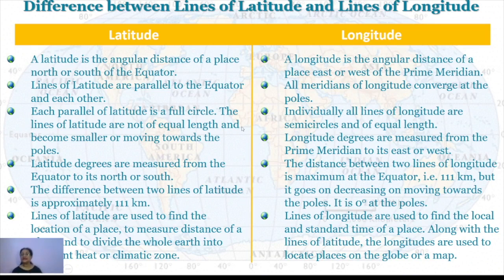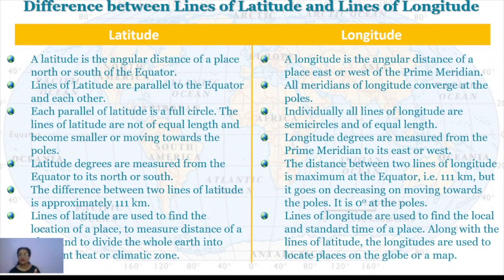Next, the latitude degrees are measured from the equator. Taking the equator as 0 degree, in reference to the equator, if any place is lying in the north or south of the equator, we refer to that as this much latitude. But what about the longitudes? The distance between two lines of longitude, right?